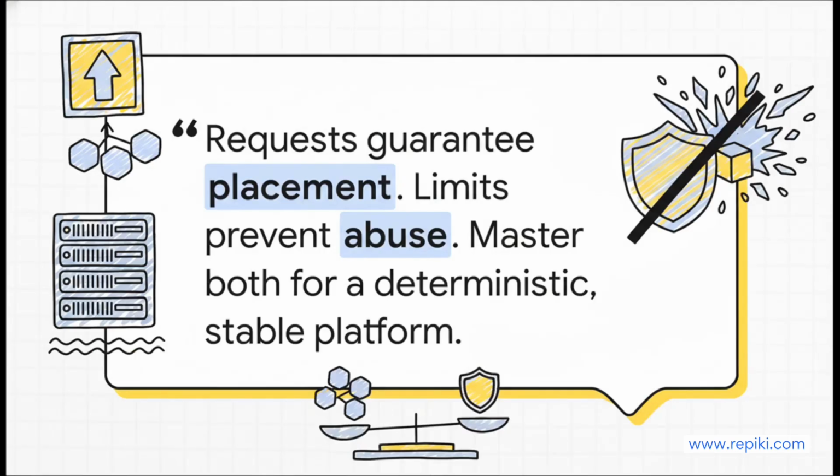So what's the big takeaway here? It all boils down to this core idea. You use requests to guarantee your app gets the resources it needs to be scheduled, and you use limits to protect the system from your app running wild and abusing those resources. If you can master that duality, you're well on your way to a rock-solid platform.